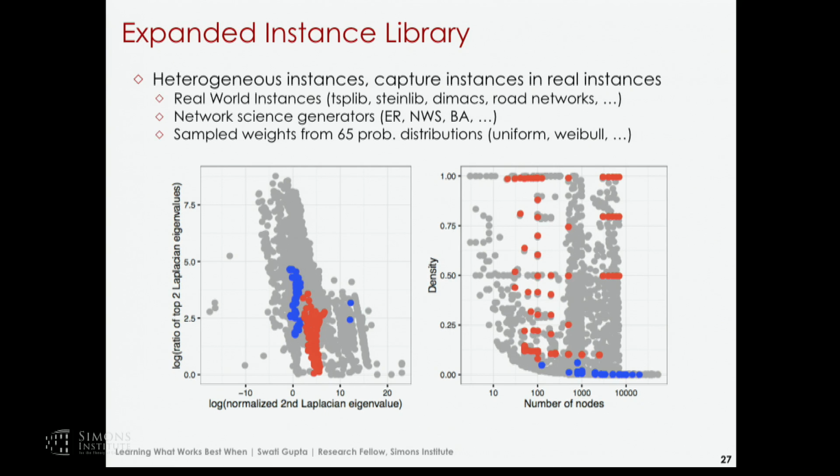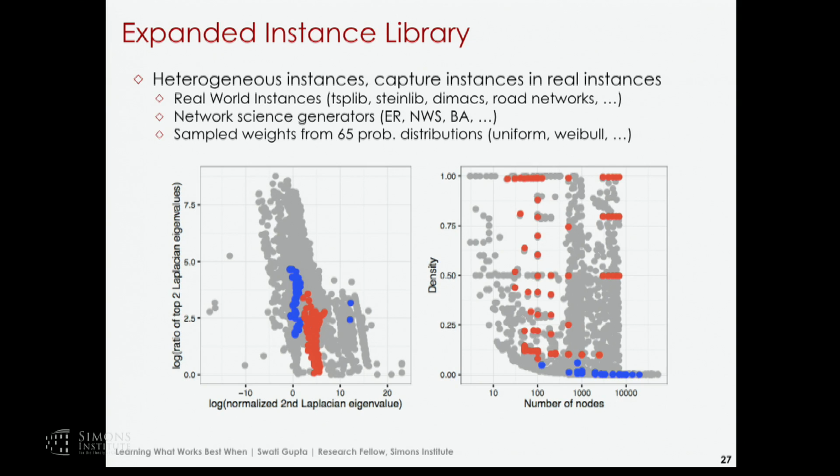So here we thought, okay, how do we get a large variety of graphs that make this an interesting problem? We collected heterogeneous instances from some other known libraries for NP-hard problems, like TSPLIB and SteinLib. DIMACS has a set of challenges. They have various US road networks for different states and cities. We took all of them in.